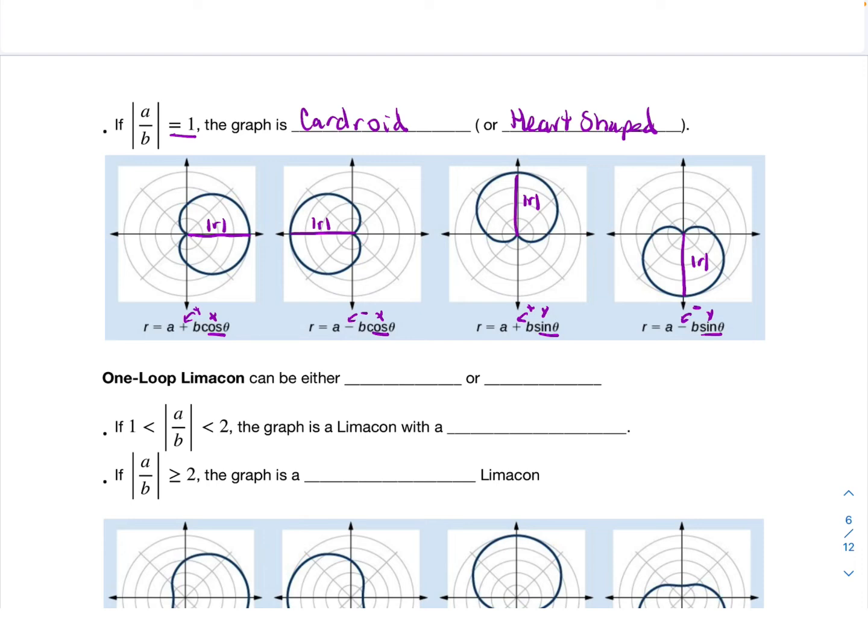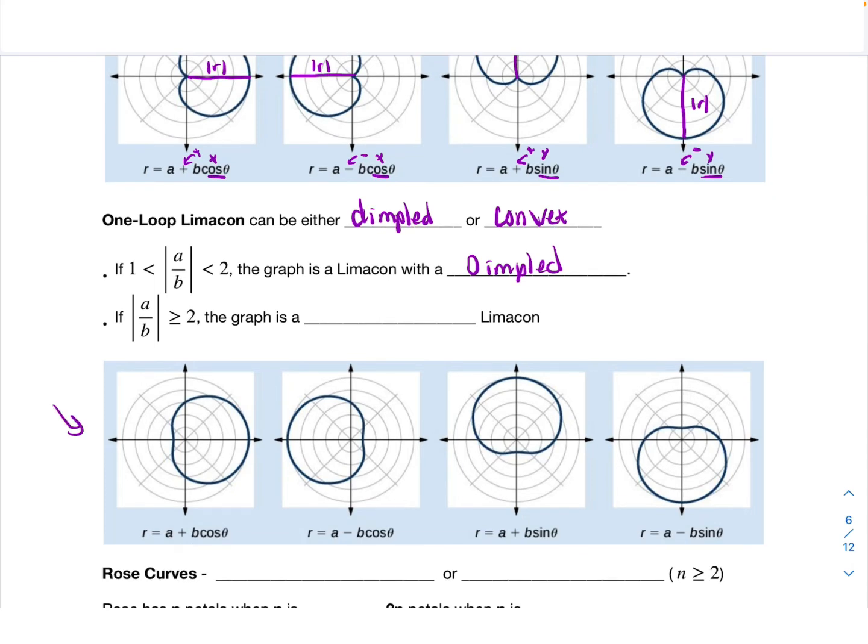Okay, the next 2 limacons are called dimpled or convex. These graphs look very, very similar. They're just a slight change. You have a slight indentation for dimple, and for convex, there's no indentation. So how do you tell? Well, if the ratio from a to b is between 1 and 2, you have a dimple. All of the 4 graphs I have here are dimpled. I didn't have enough room to do the graphs of both dimpled and convex. They are extremely similar.